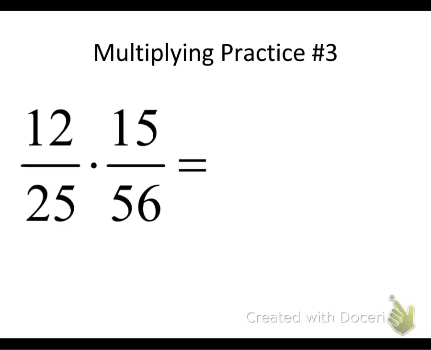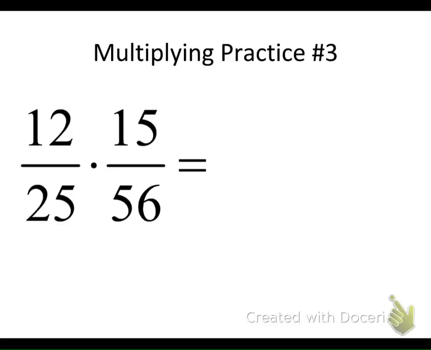Okay, so 12 over 25 times 15 over 56. If you multiply your numerators and then multiply your denominators from the very beginning, you're going to have pretty large numbers to have to reduce. So I think it's best to follow step 1: simplify or reduce any numerator with any denominator.